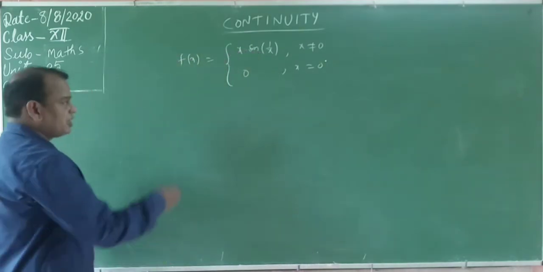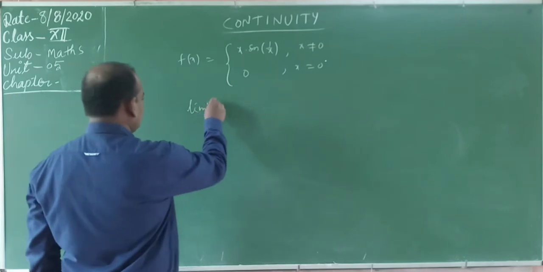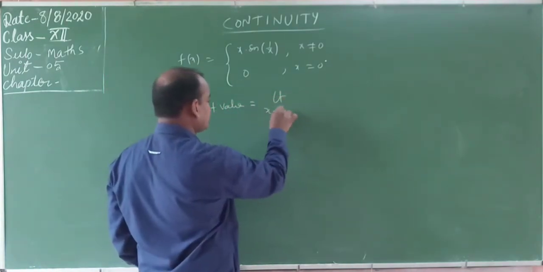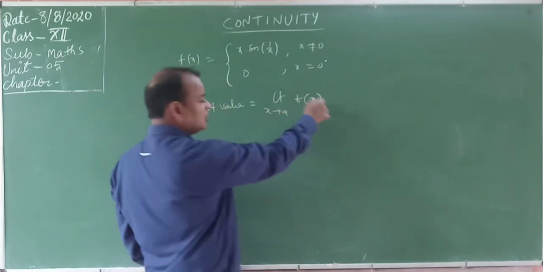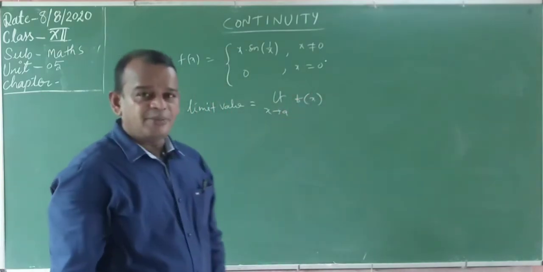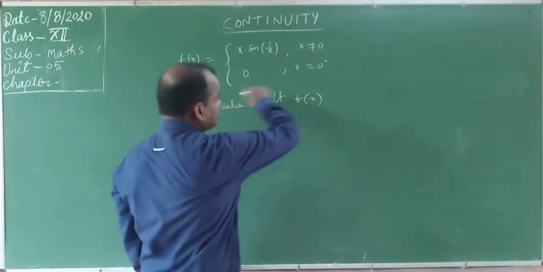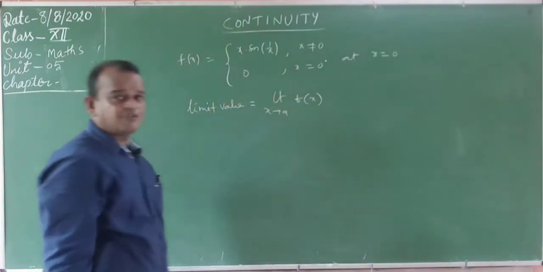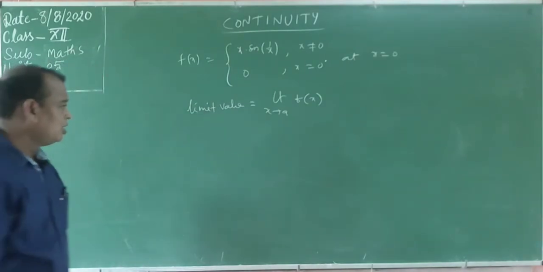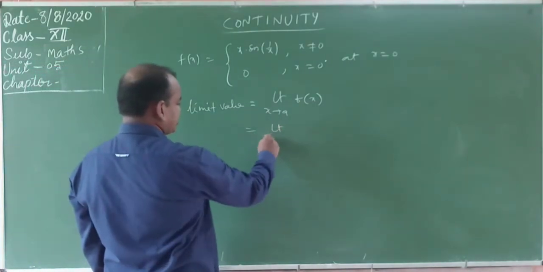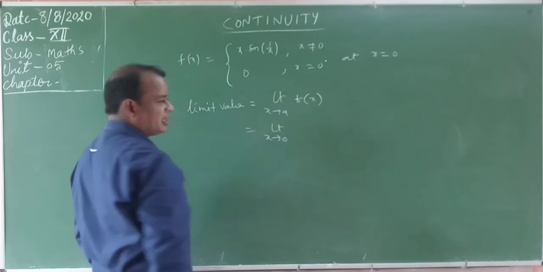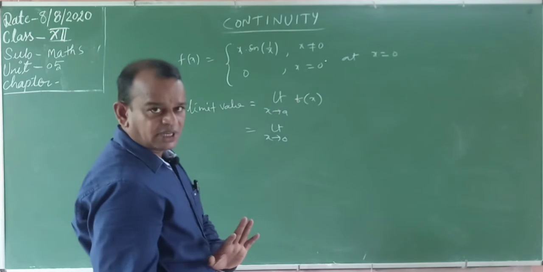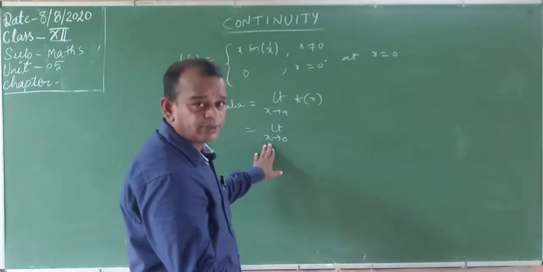Okay, my dear students. Now, what is the limit value formula? Limit x tends to a f of x. Show that the function f of x is continuous at x is equal to 0. Now, limit x tends to 0. Not exactly 0. Approaches to 0 means not equal to 0, but from the left side or right side.